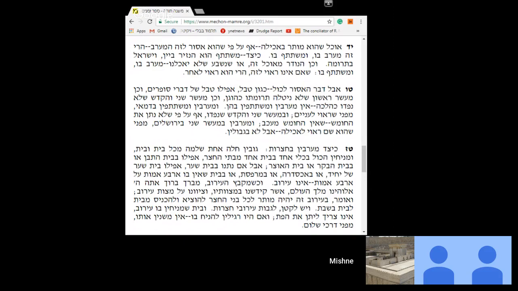הלכה י"ד אוכל שהוא מותר באכילה, אף על פי שהוא אסור לזה המערב, הרי זה מערב בו ומשתתף בו. Any food that is permitted to eat is allowed to be eaten, even if it's not permitted. So even if it's not permitted to be eaten by the person doing the eruv, he may do the eruv and shituf with it.